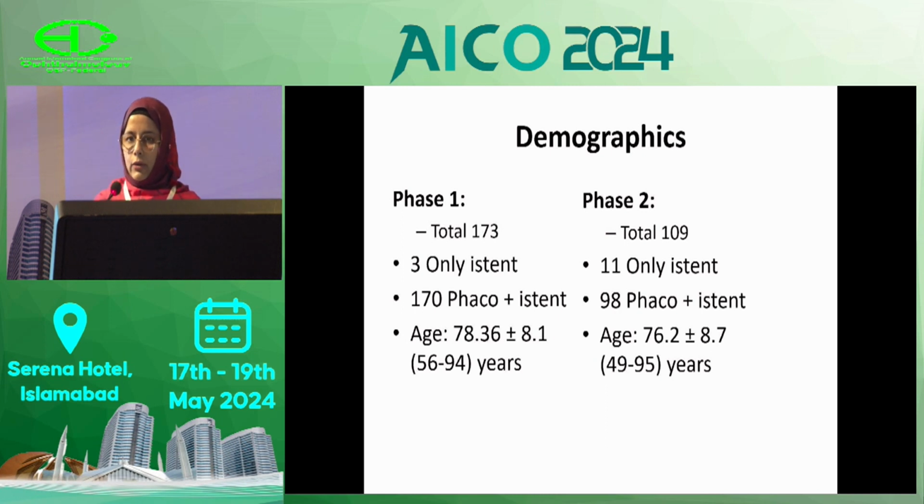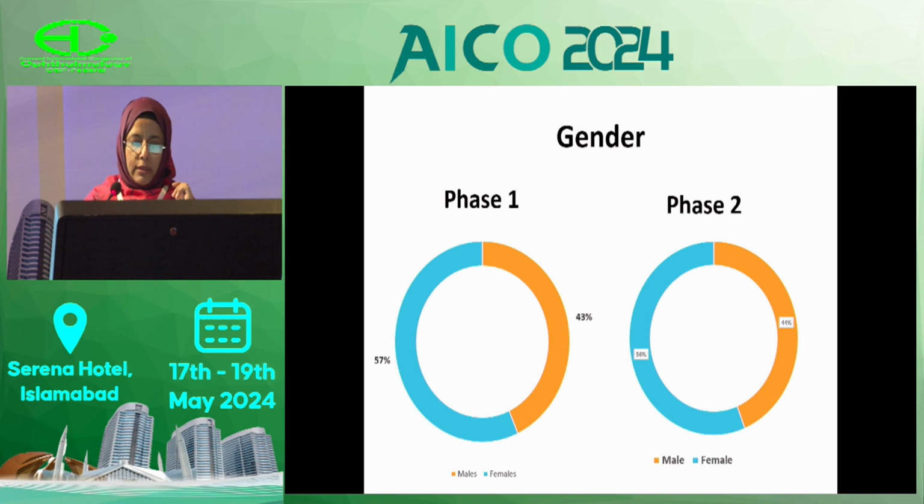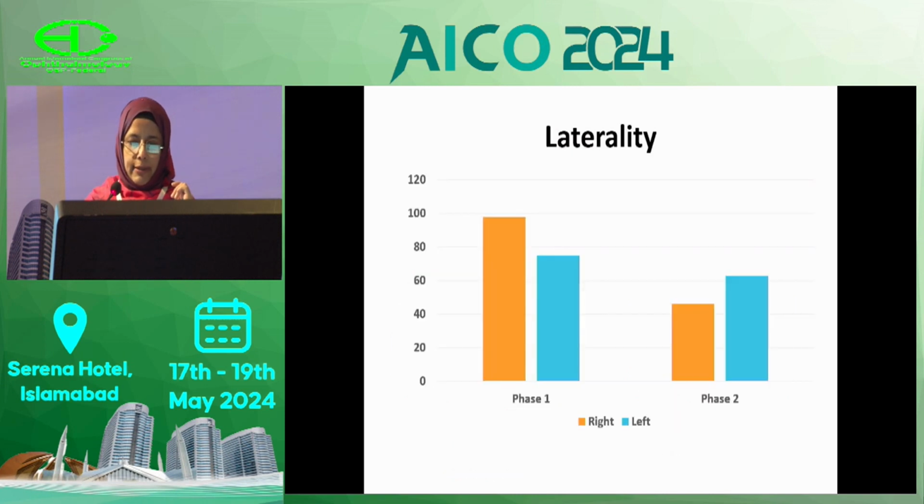We had some standalone eye stents as well, like 3 in phase 1 and 11 in the other phase, but these were mostly already pseudophakic patients. But I know some people who do eye stents on phakic patients as well. Mean age was around 75 in both. Mostly females were included in the study.